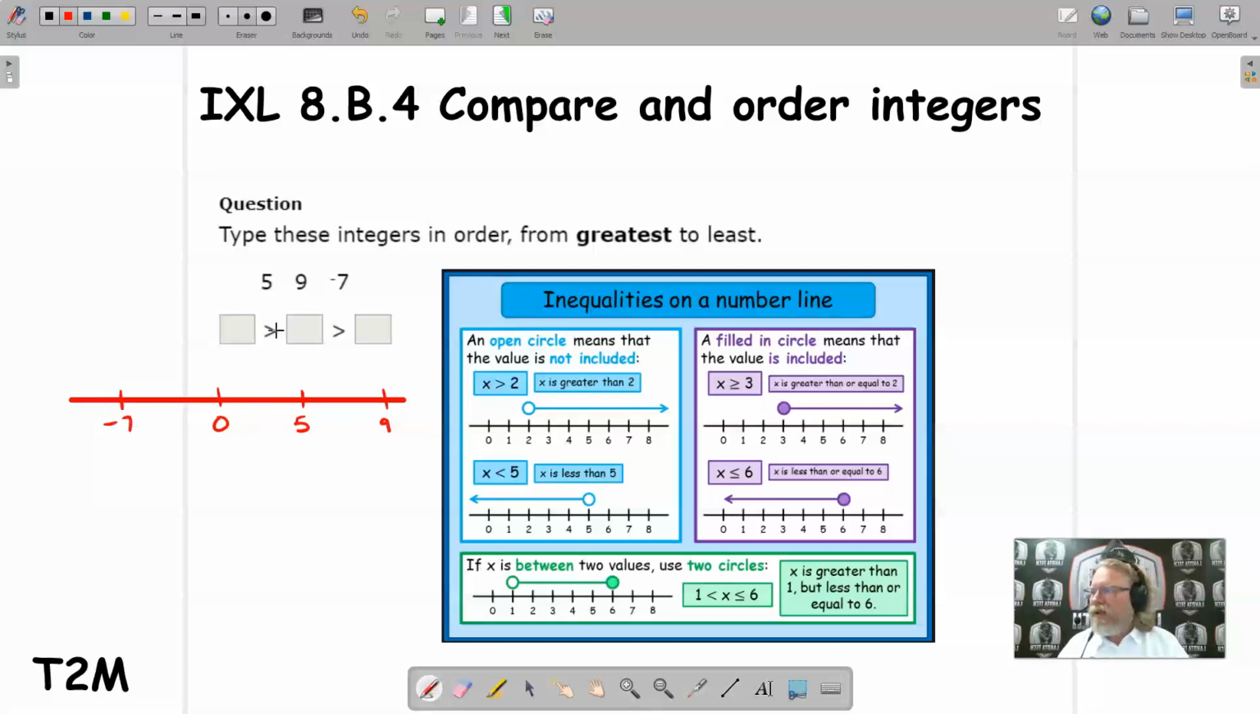And we notice that this is a greater than sign, and it's telling us from greatest to least. So if we want to go greatest to least, we're going to start over here at the right, and list our numbers from the right going back to our left. So 9 is greater than 5, and 5 is greater than -7. So we got 9, 5, -7.